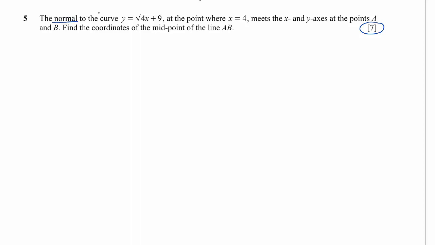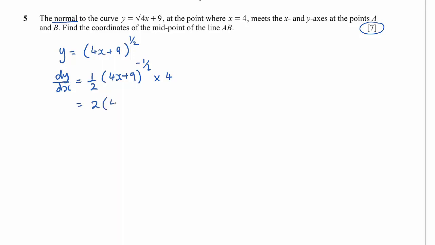a straight line. We're going to need the gradient of that line, and that means we're going to need to differentiate. So we have y equals (4x plus 9) to the power 1/2. And so dy/dx is going to be a half (4x plus 9) to the negative a half. And then remember to use the chain rule. We need to multiply by the differential of the inside function, which here is 4.